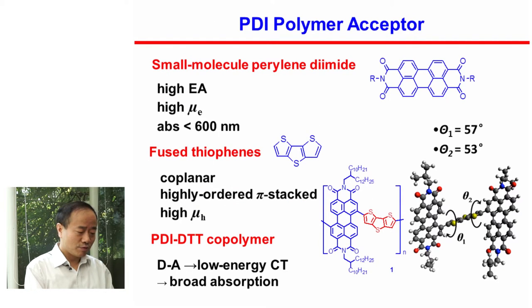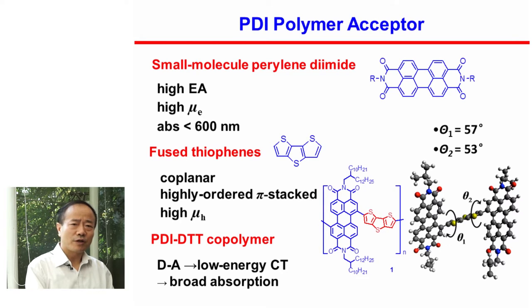Ten years ago, we designed and synthesized a perylene diimide polymer acceptor. We polymerized PDI with a dithienothiophene unit. From the calculation, we can see the dihedral angle between PDI and the dithienothiophene unit is around 50 degrees. That means the polymer main chain is highly twisted. So it can limit the intermolecular interaction and self-aggregation, and promote donor-acceptor miscibility.